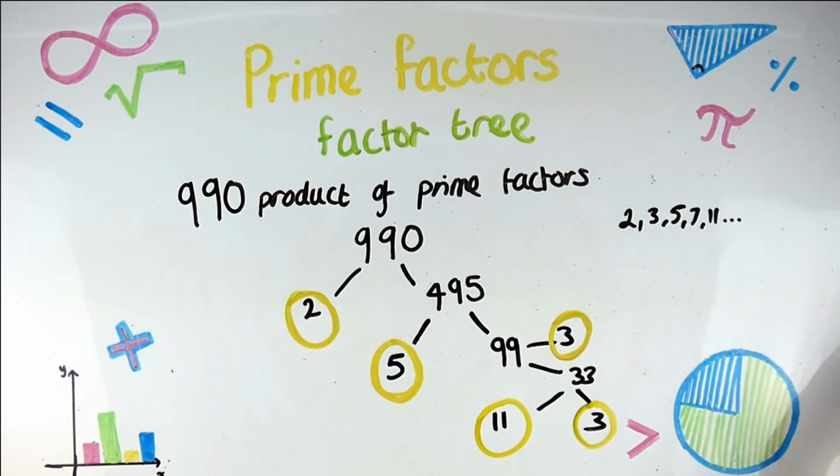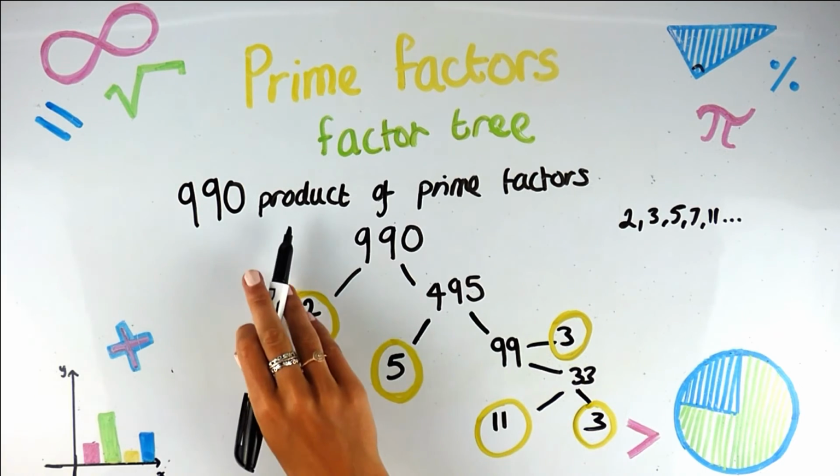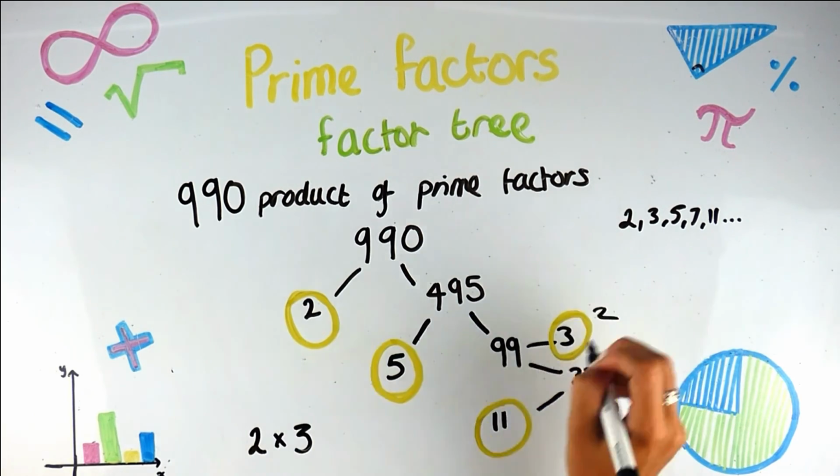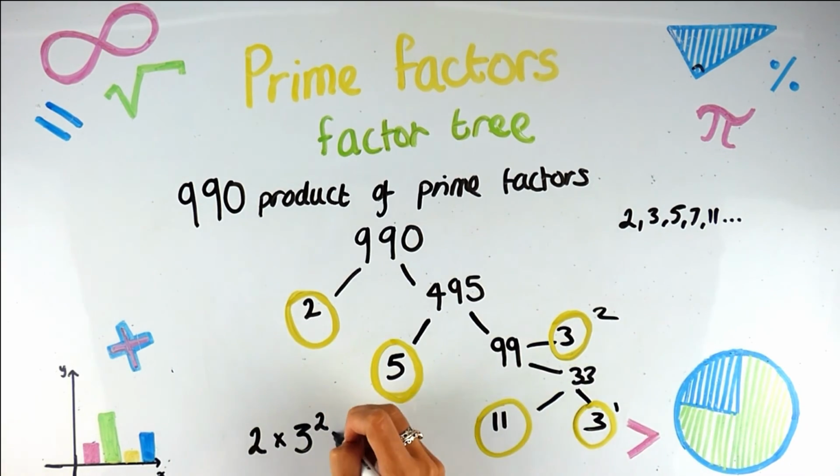Okay, so we find the prime factors, there they are, but we need to put them into a product. So the answer is, I can see 2, might as well go in ascending order. There's only one of them, and then we've got 3, and there's 2 of them, so we put a 2 up there. Then we've got 5, there's only one of them, and 11. So there we go, there's another example of finding a product of prime factors.